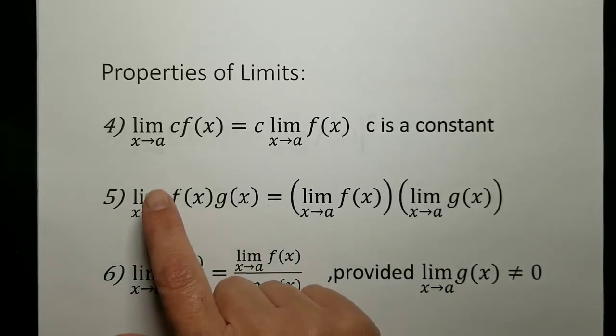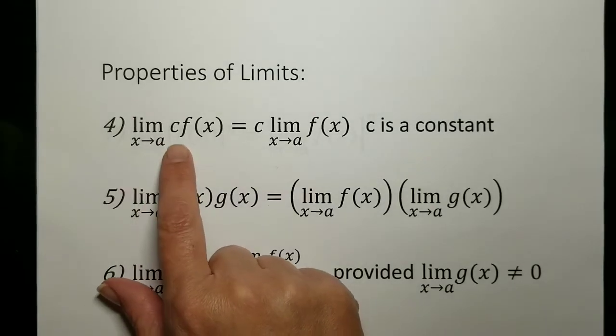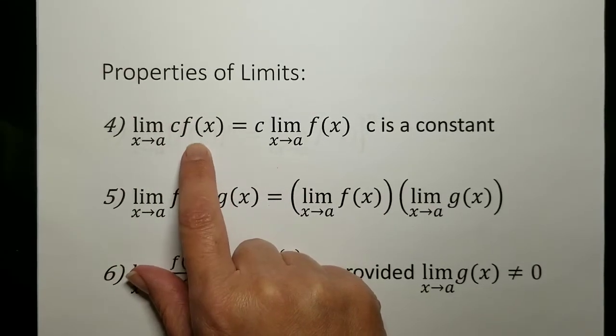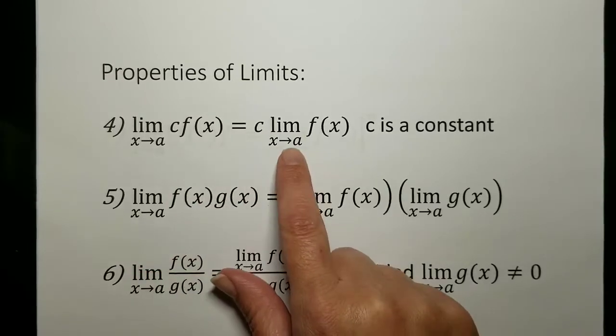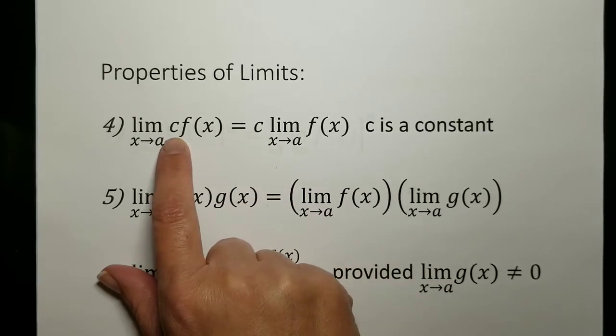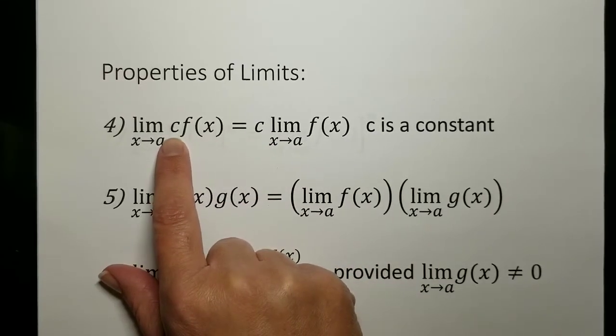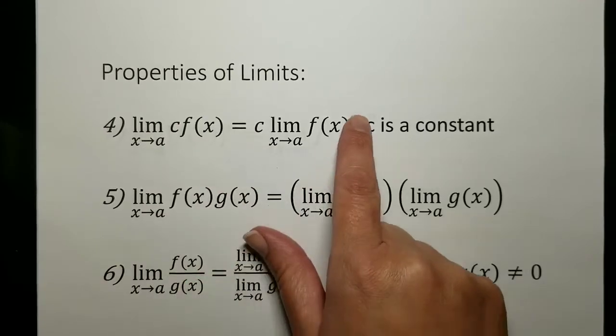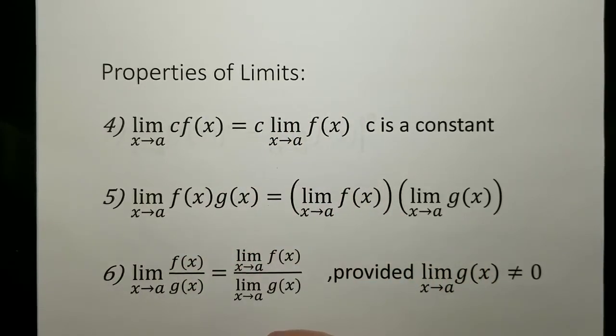The fourth property: if we have the limit as x approaches a of a constant value times a function, and we know the limit as x approaches a of that function, we can just multiply that limit by the constant value. So, a constant multiple. The limit as x approaches a of the constant multiple of some function is just that constant multiple times the limit as x approaches a of the function.